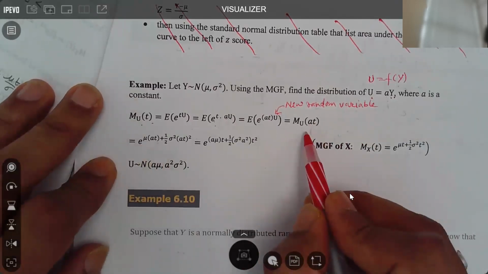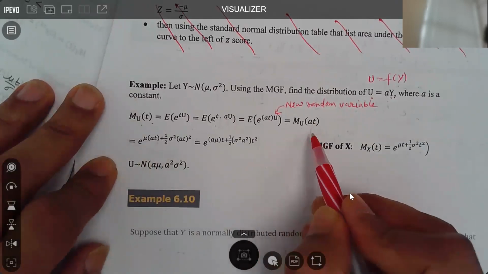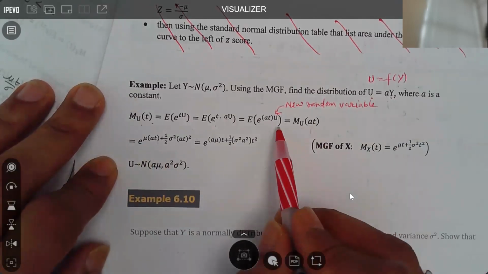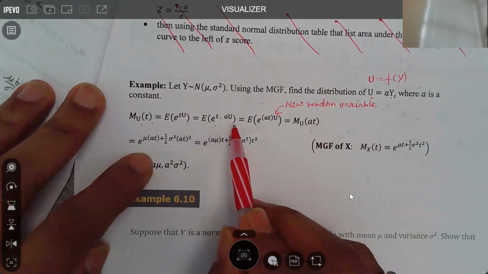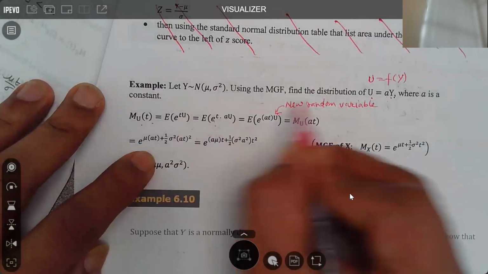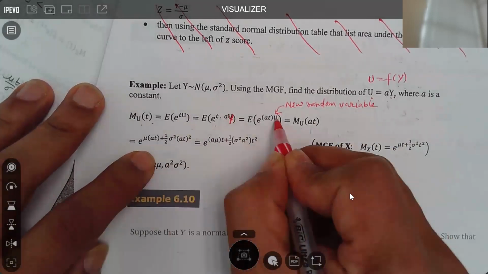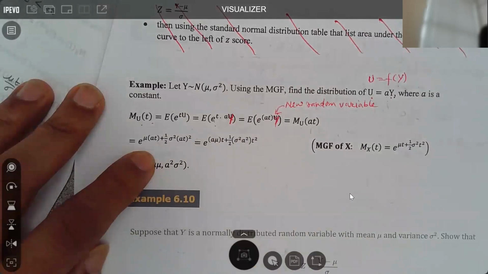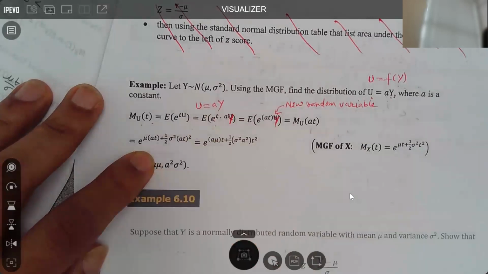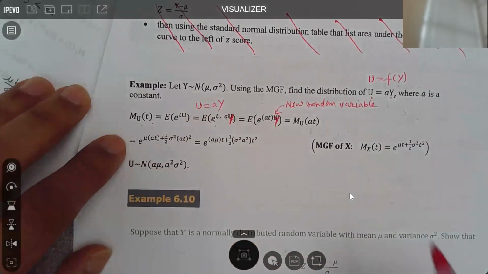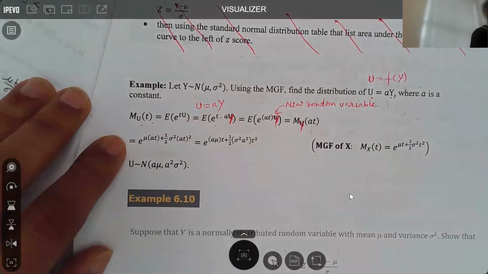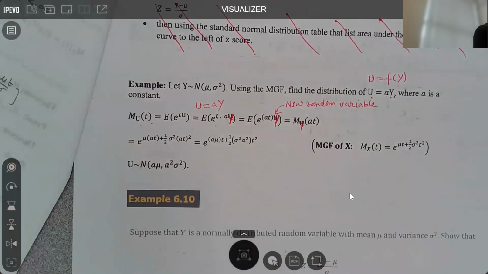Now this should be aY here. Something was wrong: U equals aY, not a U. U equals aY. So this is then the expected value of e^(t a Y), with Y here.